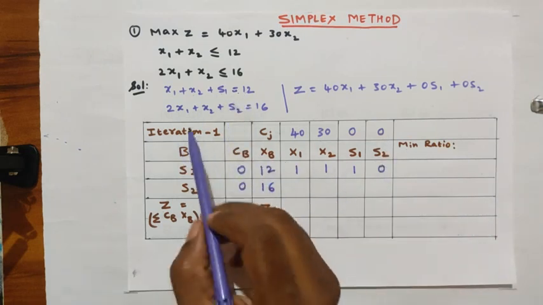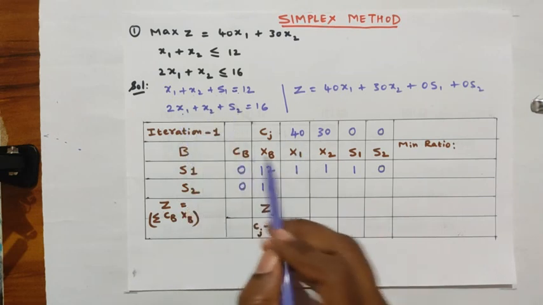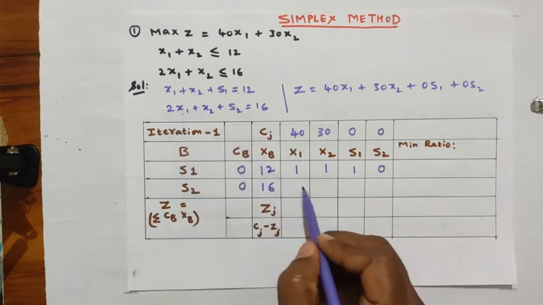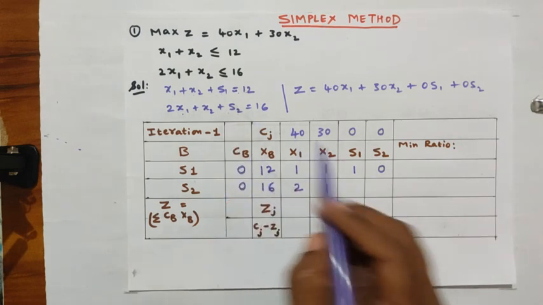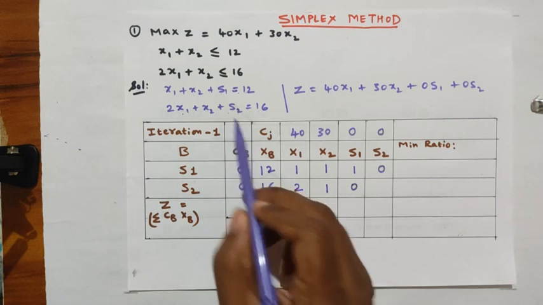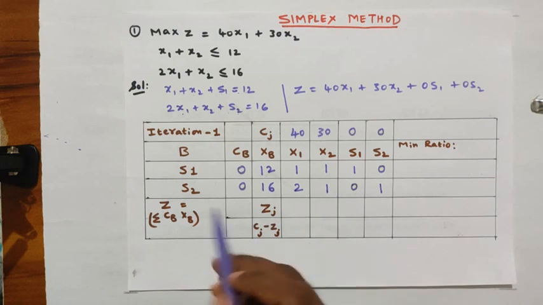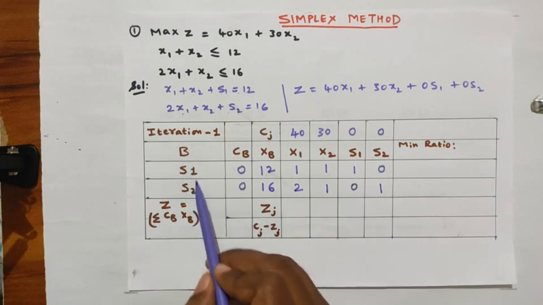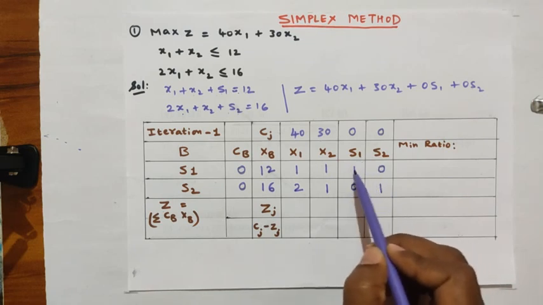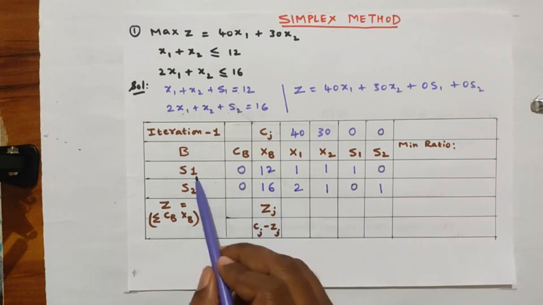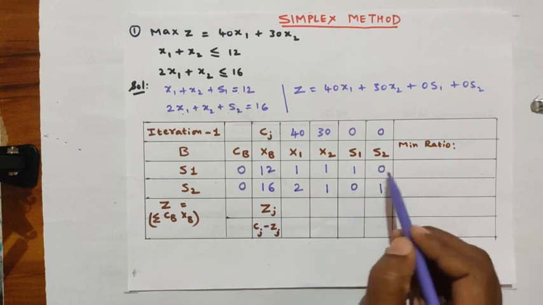Similarly, for the second constraint equation, 2x1 plus x2: first x1 coefficient is 2, so I am writing 2. Similarly, x2 coefficient is 1. Here s1 is not there, that's why I am writing 0, that means 0s1 plus s2. So s2 coefficient is 1, so I am writing 1. And if you observe, the basic variables are s1 and s2. If you see the s1 and s2 columns, 1 0 0 1, it is like an identity matrix.